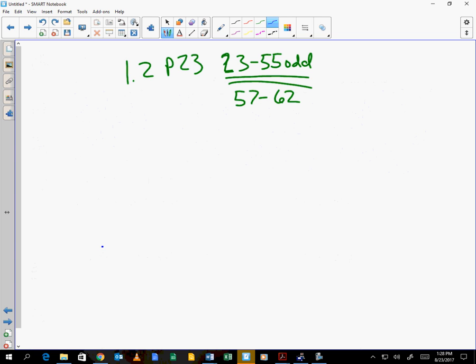Your assignment. It looks like it's very lengthy. It's not. It's odd problems, so there's like 32 divided by 2 would be about 16 there and about 5 there, so there's about 20 problems.